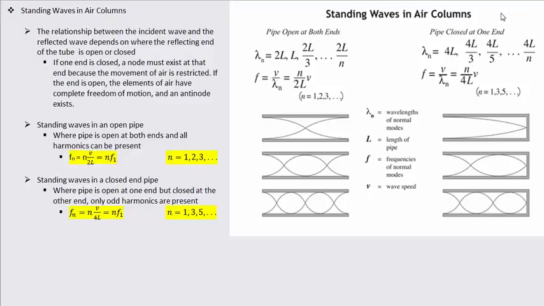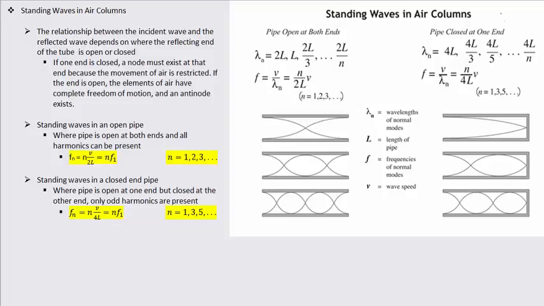We can also see that standing waves occur in air columns. This is a relationship between the incident wave and the reflected wave, and it depends on whether the reflecting end of the tube is open or closed. If one end is closed, a node must exist at that end because the movement of air is restricted. If that end is open, the elements of air have complete freedom of motion and an antinode exists.